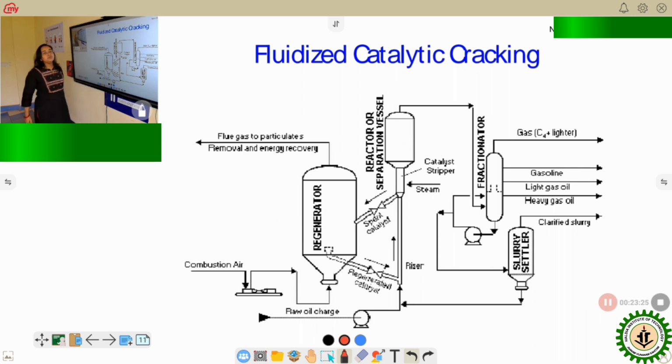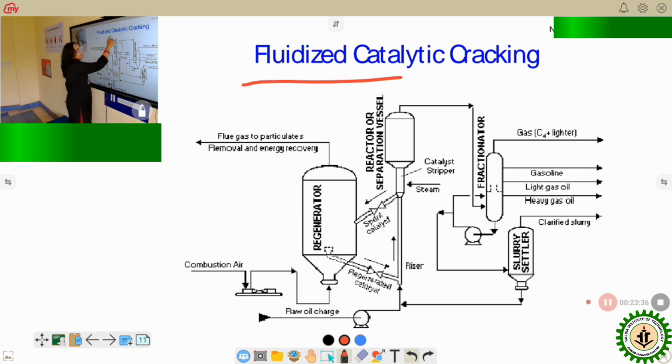So how can we do it? We can do it by a process called fluidized catalytic cracking. Now first we have to understand what this name signifies.